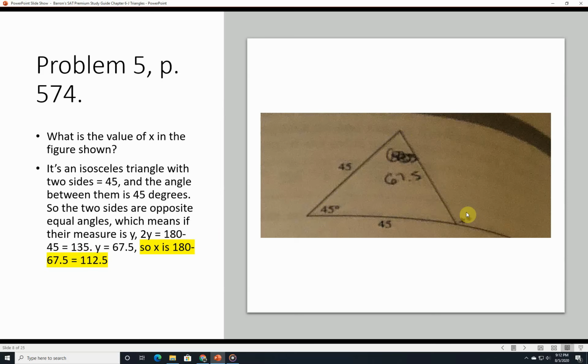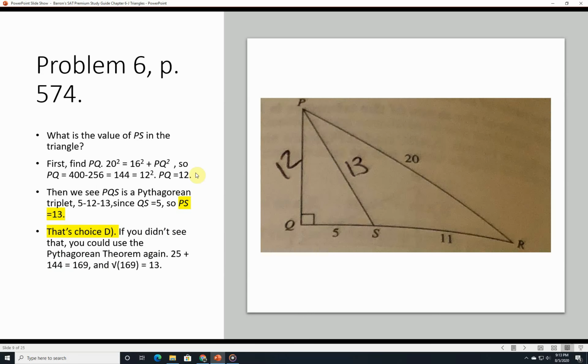So since x is 180 minus this angle, and these two would also be 180 minus this angle, they would be the same. But we couldn't do that easily here without figuring out the 67.5, in which case it'd be kind of silly to do that. So, let's go on to the next one.